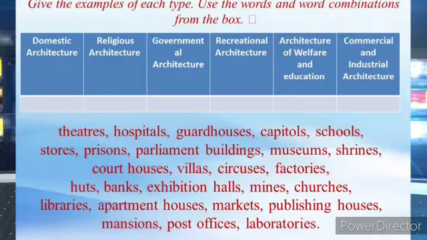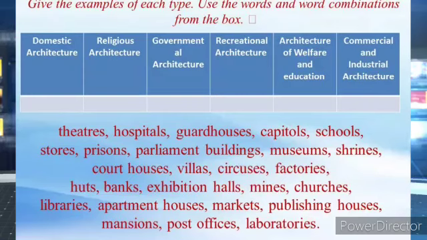Students, look at this box. In this box you can see the types of architecture. Now, at first, I want to give you some information about it. Domestic architecture, religious architecture, governmental architecture, recreational architecture, architecture of welfare and education, and the last, commercial and industrial architecture, each with its Kazakh translation.